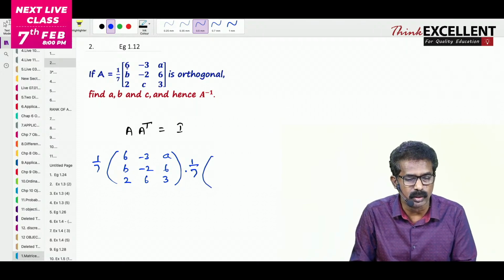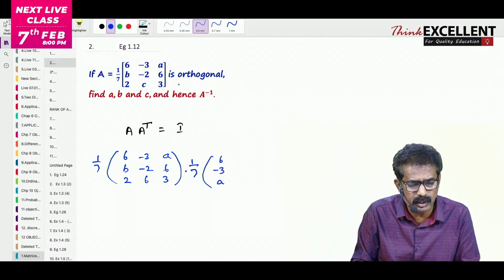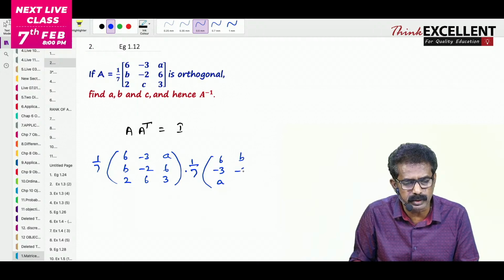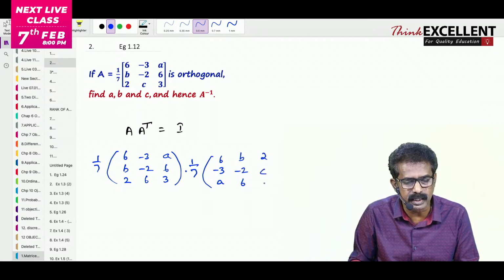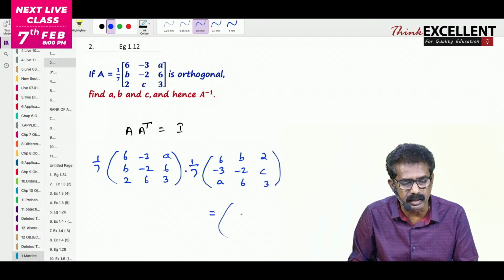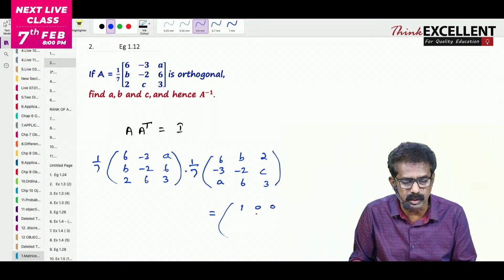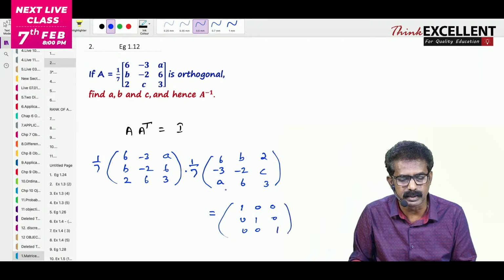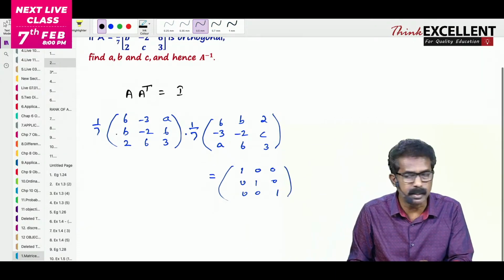So the first row 6 minus 3 a, you write it as the first column. Second row b minus 2 6. Third row 2 c 3, equal to I. I is I3 because the given matrix is 3 by 3. So 1 0 0, 0 1 0, 0 0 1. Please listen. I will tell you what to do in the next step. The numbers you multiply.